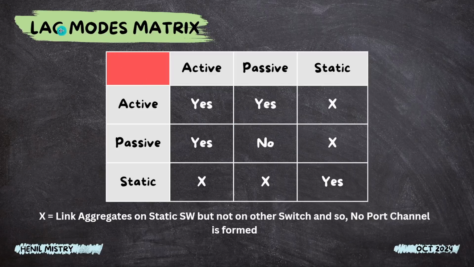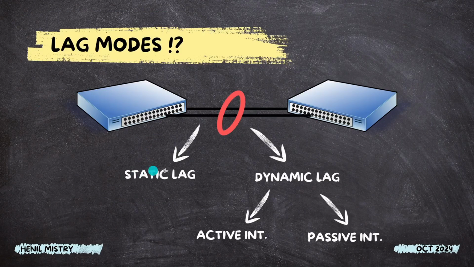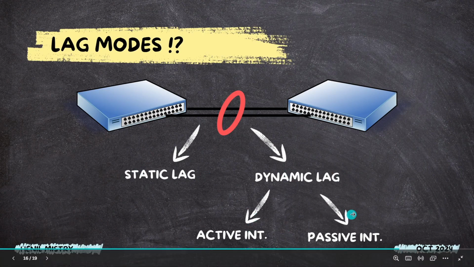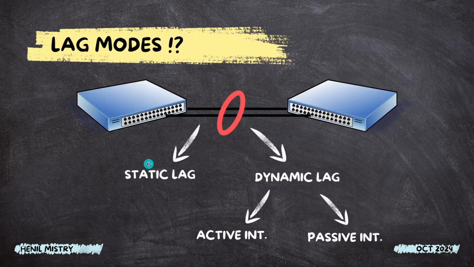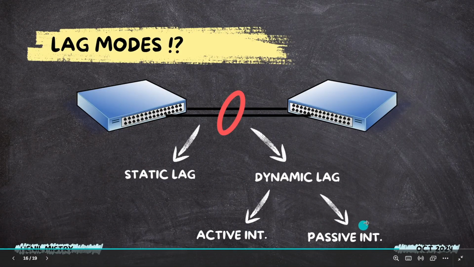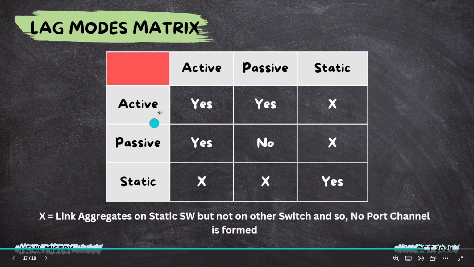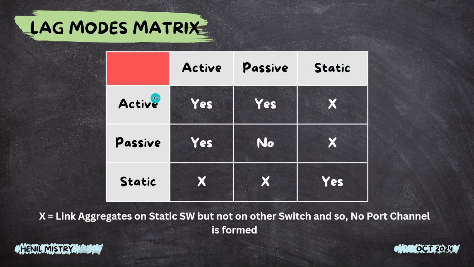So this is the LAG mode matrix. As you can see, we have lots of different LAG modes. Which mode is compatible with which mode, you need to be aware of. There are three modes that you can configure, as we have seen over here: one is static, one is active mode, and another one is passive. So there are three modes, and let's say this is switch A and this is switch B.